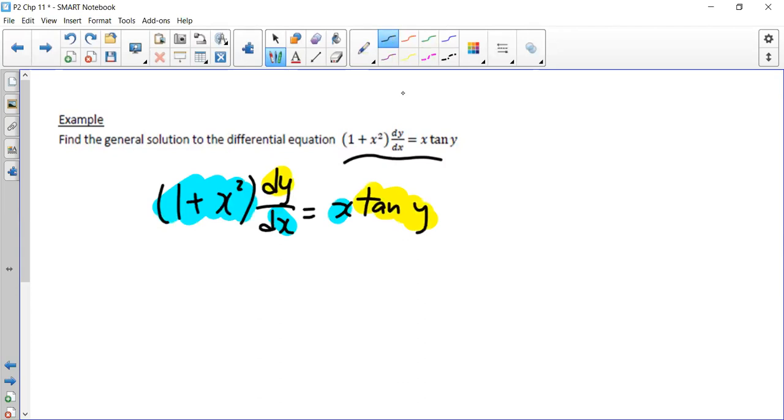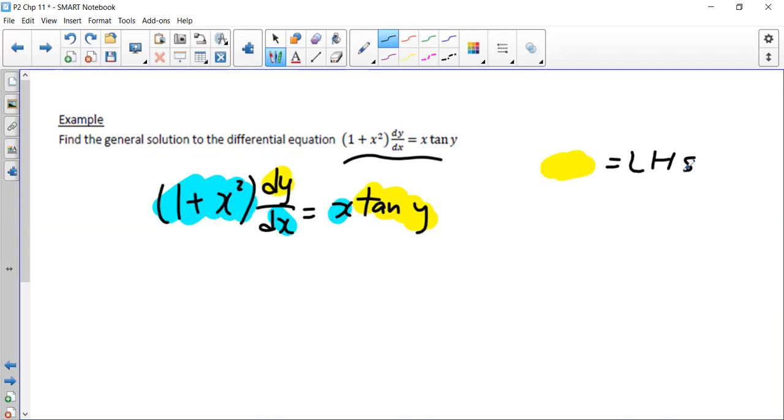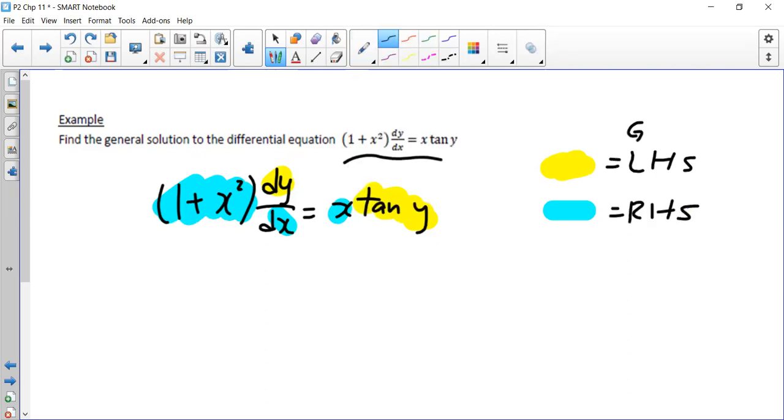So it makes sense to bring everything together rather than just expand the bracket and do it separately. So you do want to move the 1 plus x squared together as a whole, like a Lego block, to the right-hand side. So first of all, we're going to look at the left side. This means the left-hand side. So this should go to the left-hand side, and this should go to the right-hand side.